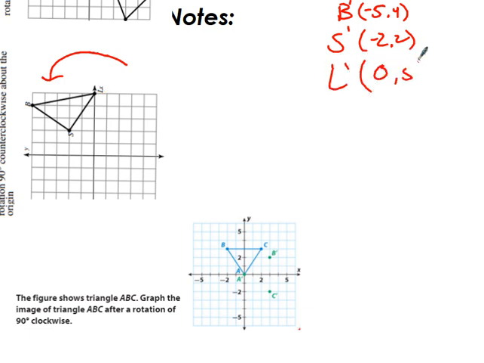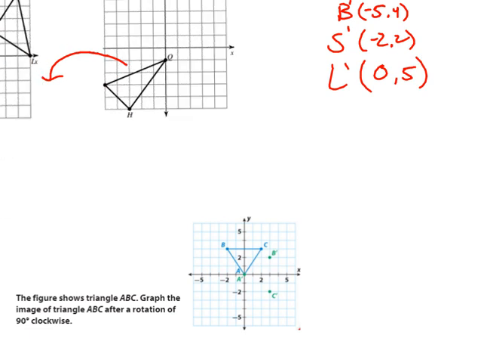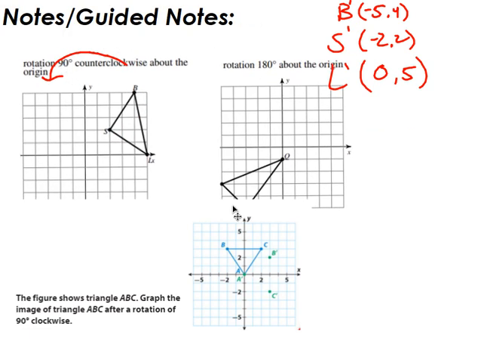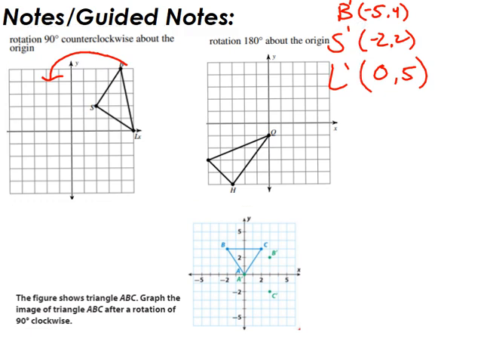I actually physically did the rotation and I wrote down my new points. And I can just rotate it back, and I'm done. Now I can actually plot those points. So again, B was at negative 5, 4. S at negative 2, 2. And then 0, 5. And there is my new image. That is one way to do this. That is, of course, not the only way, but that works when we have it in front of us.